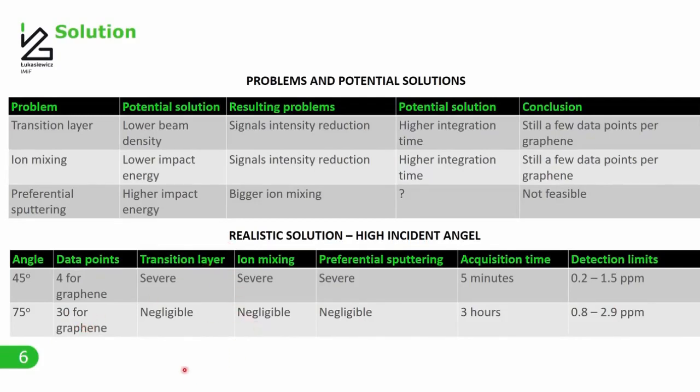The transition layer problem is no longer effective, so this problem is eliminated. The actual momentum that these ions, at such a high incident angle, are transferring in the direction perpendicular to the sample surface is very small. So the ion mixing is actually eliminated as well. And the preferential sputtering too, because the atom has nowhere to go. We don't put them into motion, so we can't push them deeper. So sooner or later, they will have to be sputtered from the sample. And the only actual disadvantage is that we increase the acquisition time quite a lot, but this is a sacrifice that I was willing to make.